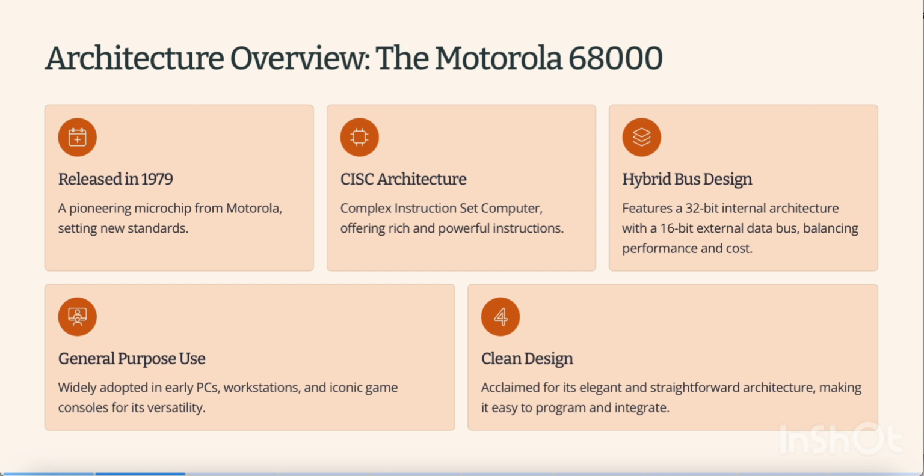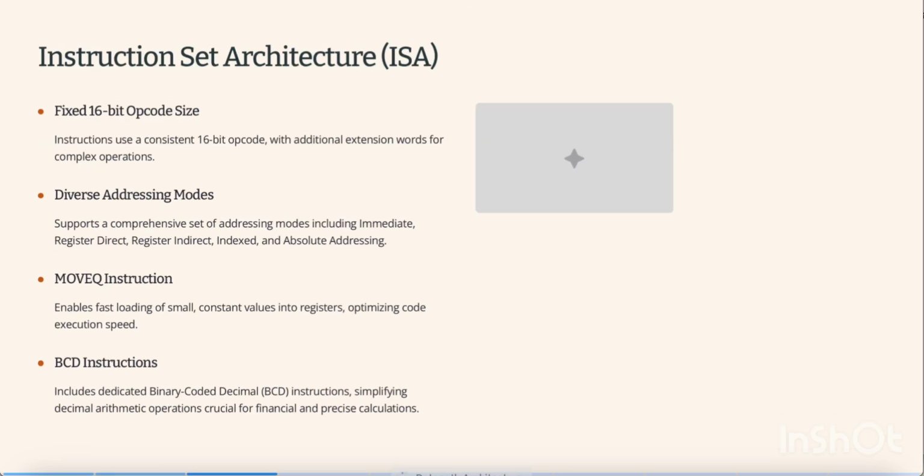Now, moving on to the instruction set architecture, which is basically the ISA. It has a fixed 16-bit opcode size. So basically, instructions use a consistent 16-bit operational code with additional extension words for complex operations. And it has diverse addressing modes. It supports a comprehensive set of addressing modes including immediate, register direct, register indirect, indexed, and absolute addressing.